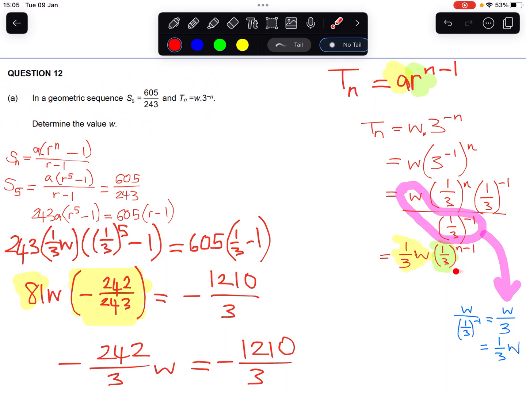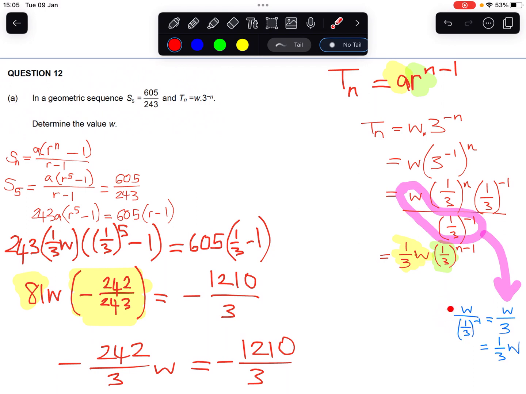So on the one hand, this bit of the expression ended up being a third to the power of n minus 1, but this bit of the expression we needed to simplify. So we have W divided by a third to the minus 1. Another way to look at this negative 1 power is it would be the same as me taking this third to the top of the fraction.